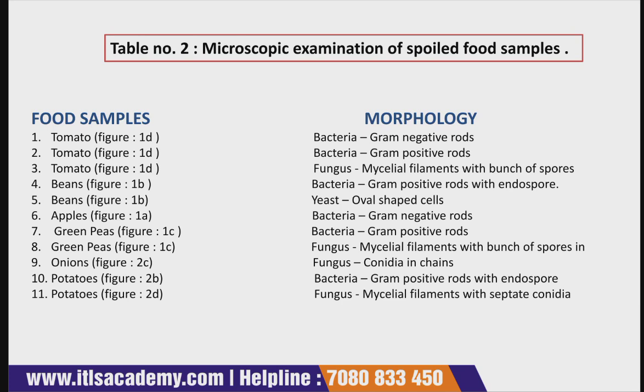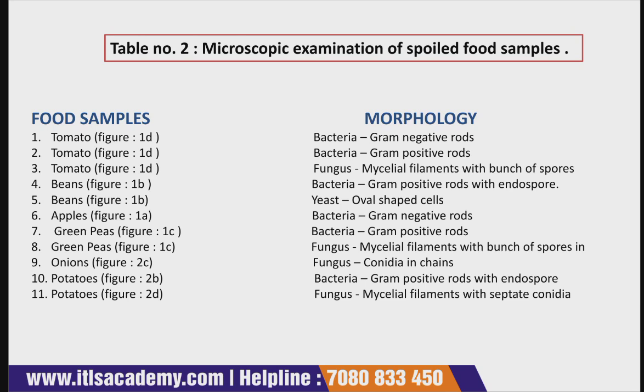Now, what is the microscopic examination of the spoiled food samples? Whenever you take any food sample, you do a microscopic examination. So what does it mean? Tomatoes show the presence of bacteria, that is gram negative rods. In another image, there are gram positive rods.